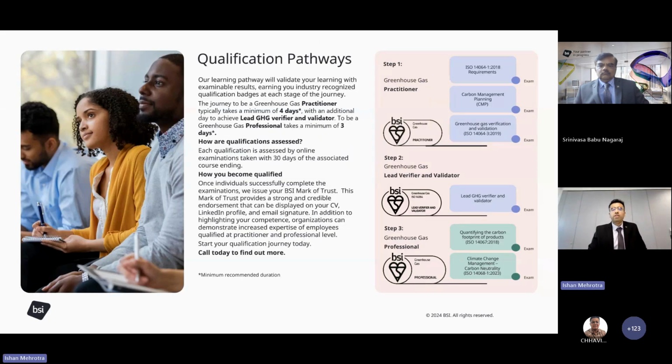We also have our ISO 14064 qualification pathway, where companies can participate in-house or in the public batches, increase their understanding and qualify themselves to work as professionals for accounting greenhouse gases for their companies, so that they can contribute more to the global vision, mainly the India vision of net zero, accounting correctly and talking about the same principles.